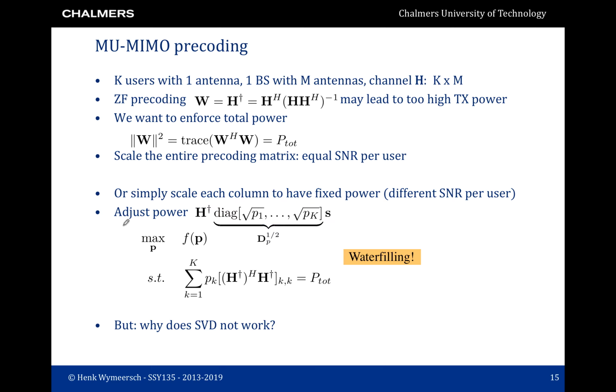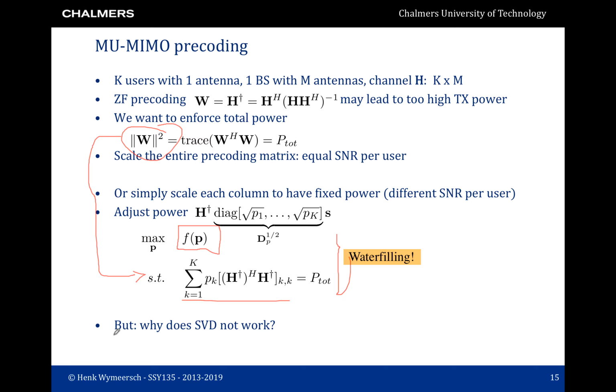We can also adjust the powers to optimize some objective function, for instance, the sum of the rates to all of the users. So here we have a generic objective function f of p. The total power constraint, of course, needs to be considered, and this can be expressed as a function of the powers allocated to each of the users. This is this constraint. Now, if f of p is the sum rate over all of the users, then we find back our traditional water filling solution.